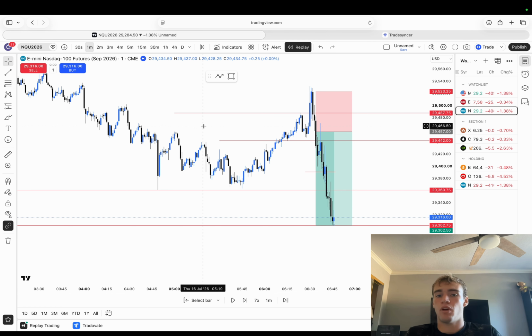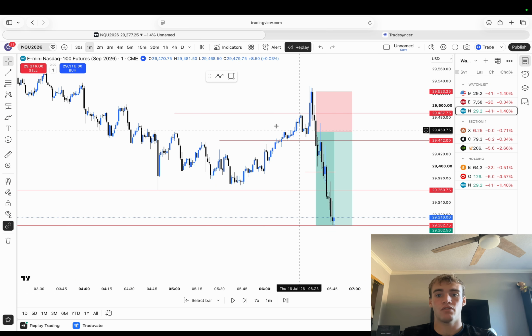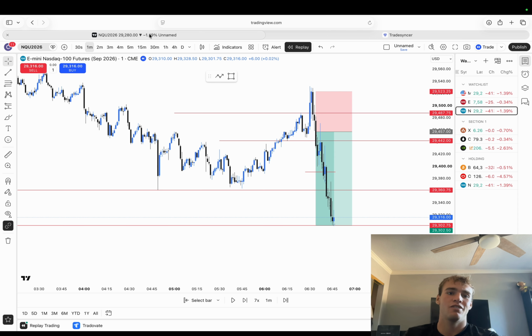That being said, though, I'm glad I went break even in it just because that's how the market's been moving. It is what it is. Break even trade I finished up. Made $64 for the break even.